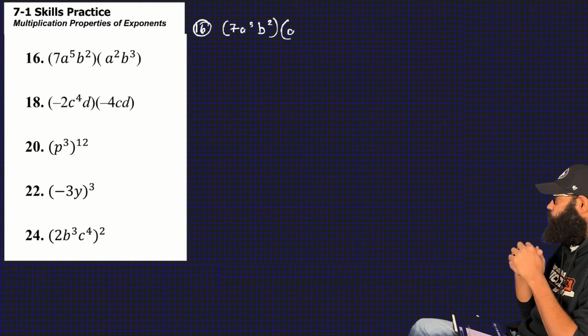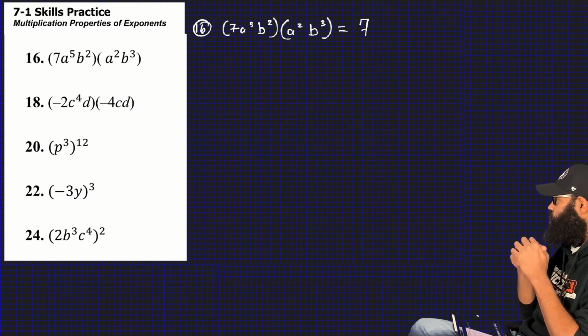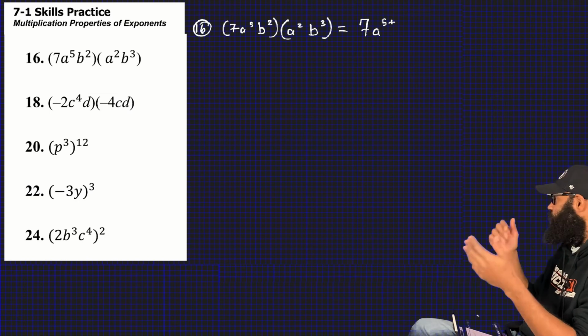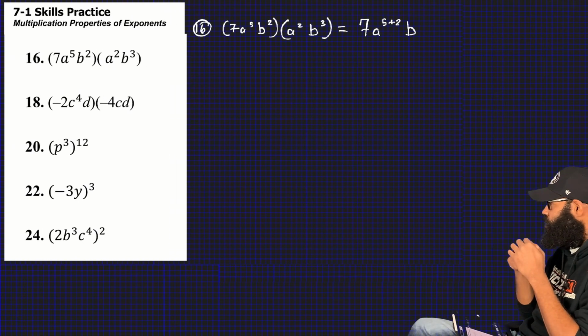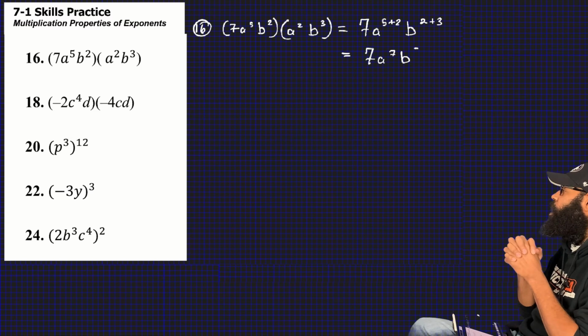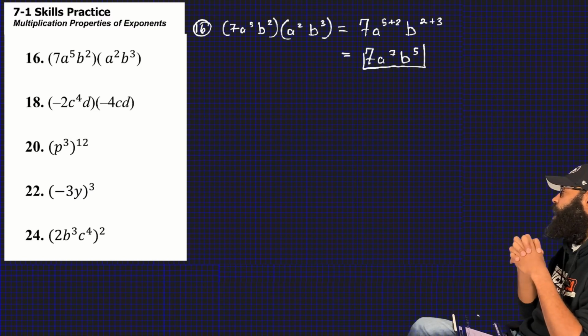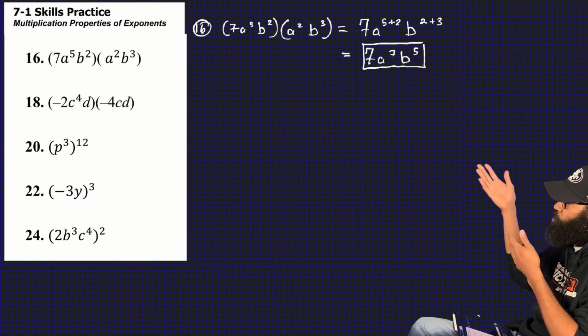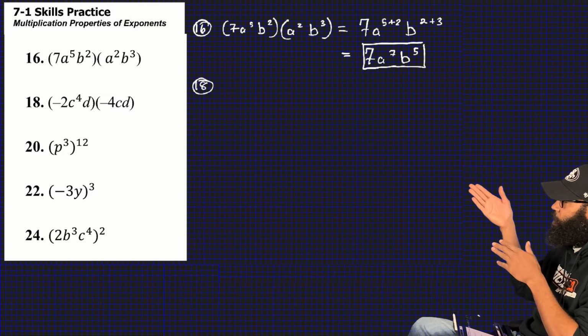So, first one, 7a to the fifth, b to the second, times a to the second, b to the third. So I have coefficients, but just one, so I just leave my 7. But how many a's all together? Again, the rule is to add. So I'm going to put 5 plus 2. 7a to the power of 5 plus 2. b to the power of 2 plus 3. So your final answer, 7a to the 7th, b to the 5th.